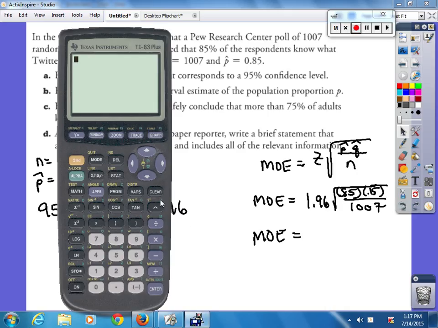All right, so that's going to be 0.85 times 0.15 equals, divide that by 1,007, and that's going to be equal to that, and then we're going to raise that to the 0.5 power. In other words, take the square root of it, and then multiply that by 1.96. I get 0.022. What do y'all get?